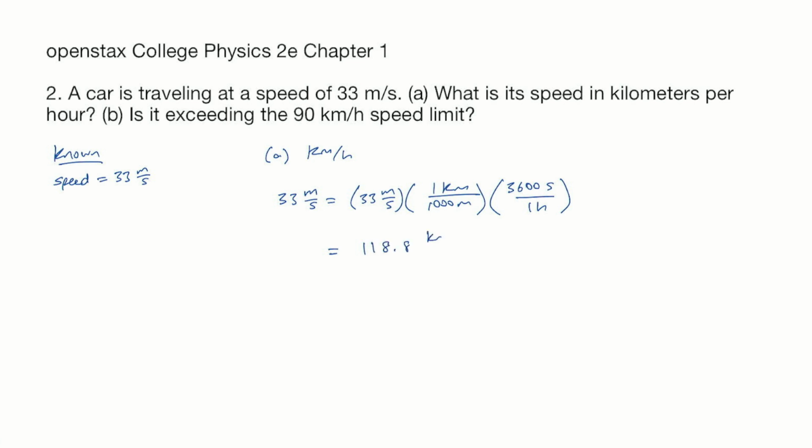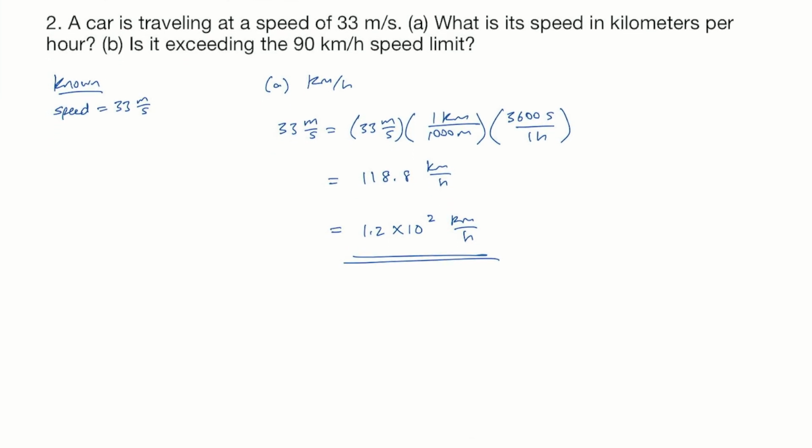118.8 kilometers per hour. Keeping 2 sig figs, we'll put it in scientific notation so that it's not ambiguous. And we get 1.2 times 10 squared kilometers per hour. Okay, that's what we needed to find for part A.